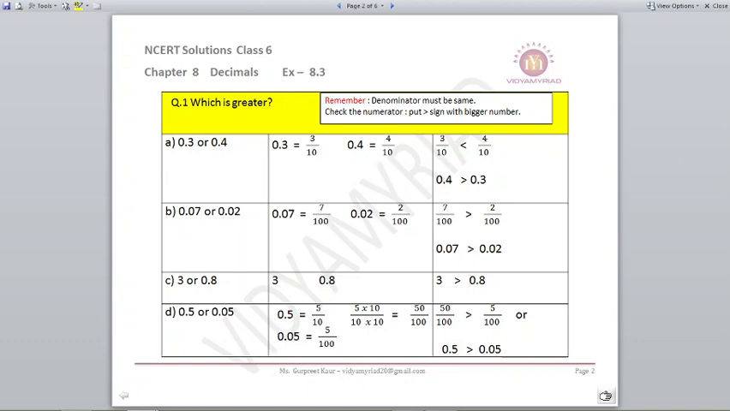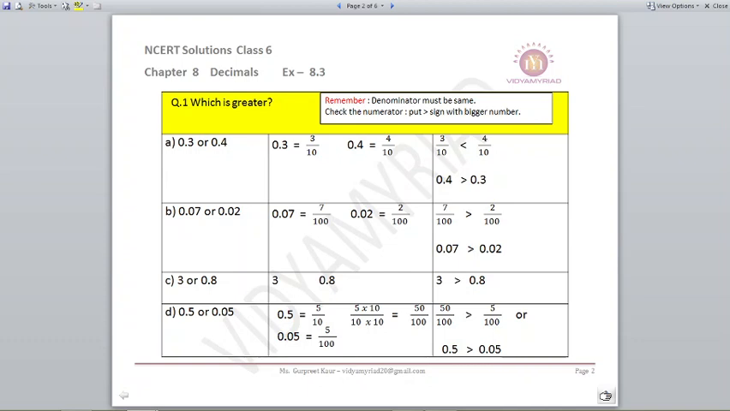B part, 0.07 or 0.02. Now converted into fraction, there are two digits after the decimal, that means I will put two zeros. That becomes 7 upon 100 and 2 upon 100. Denominator is same. Which is bigger, 7 or 2? 7 is a bigger number. So 0.07 is greater than 0.02.